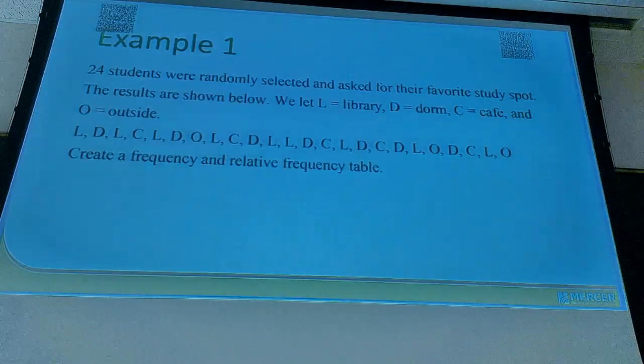24 students randomly selected were asked for their favorite study spot, their go-to study spot. For convenience, L is going to represent the library, D will represent the dorm, C will represent the cafe, and O will represent outside. Actually, can I make that an accented E?